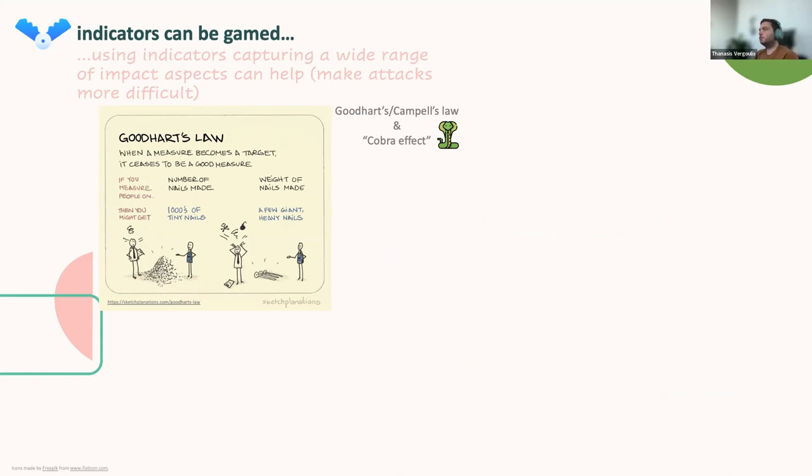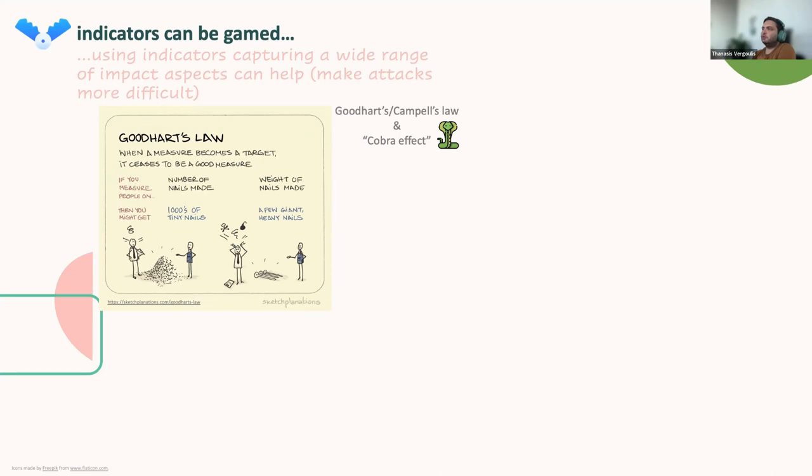Of course, another thing that we should consider is that when someone is using indicators, for example, for a profile, and these indicators are used in practice to make decisions, for example, to hire people or to give awards, then very quickly this indicator will start to get a lot of attacks. So people will try to game the indicator so that their own work, their own profiles appear to be more important than they are. And this phenomenon is well known. It has multiple names. One name is Goodhart's law, another one is Campbell's law, but also there is this Cobra effect term that describes the same phenomenon.